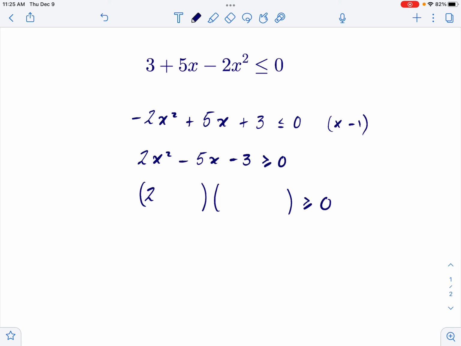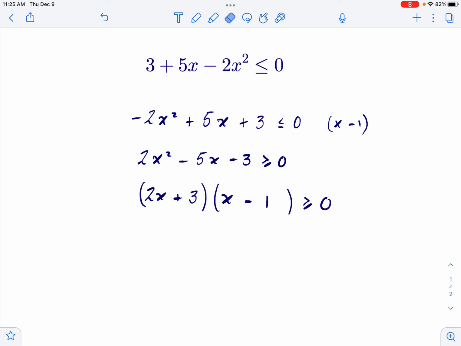So I have 2x squared, so it's going to be 2x and x. I have a minus 3 as my last term, so I know my signs will be plus minus or minus plus. So let me just try plus minus. And I have 3, which is a prime number, so the factors are going to be 3 and 1. So let me just try 3 and 1 and see if that works. So let's see, I get 3x minus 2x. No, that does not work. So let me try something else.